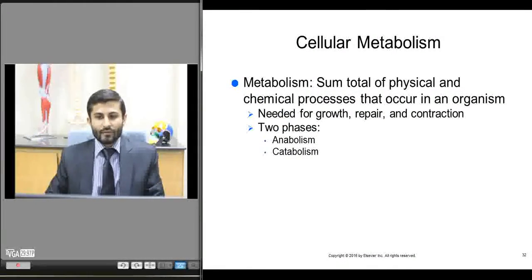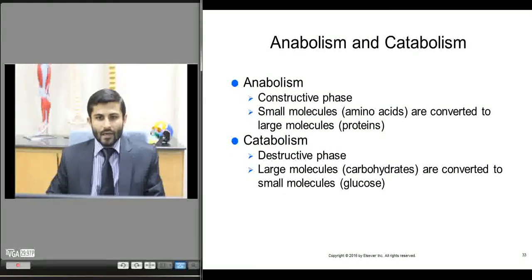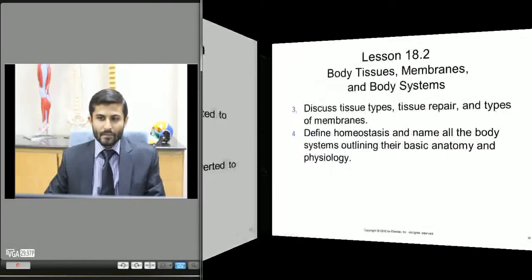Metabolism: the sum total of physical and chemical processes that occur in an organism, collectively called metabolism. Needed for growth, repair and contraction. Two phases, anabolism and catabolism. Anabolism is the constructive phase. Small molecules like amino acids, the building blocks, are converted to large molecules of protein. Catabolism is the destructive phase. Large molecules like carbohydrates are converted into smaller molecules like glucose.